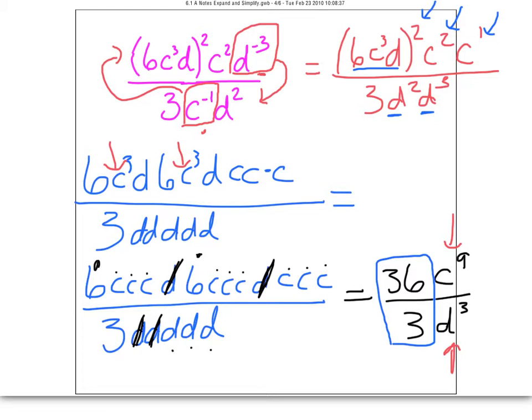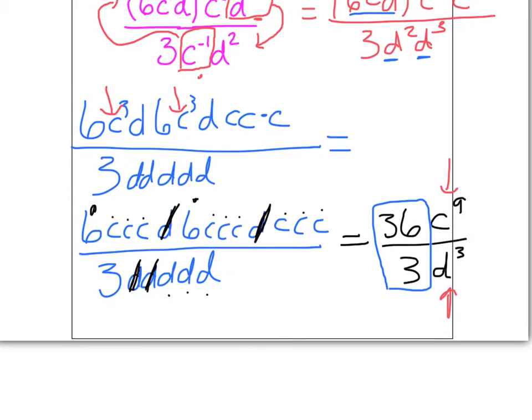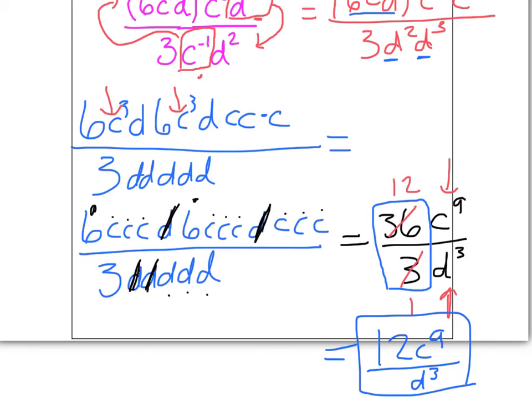In this case, you can. What we can do is take out a 3, so I'm going to take a 3 out of here, so 3 divided by 3 is 1. 36 divided by 3, if you need, get your calculator, is going to be 12. So our final answer now is going to be 12 c to the 9th over d cubed. And that's what we have.